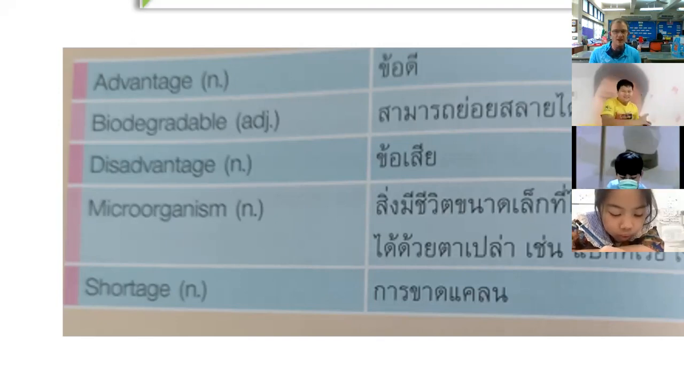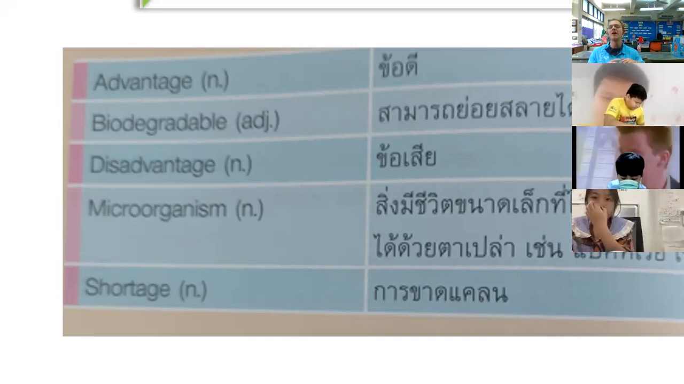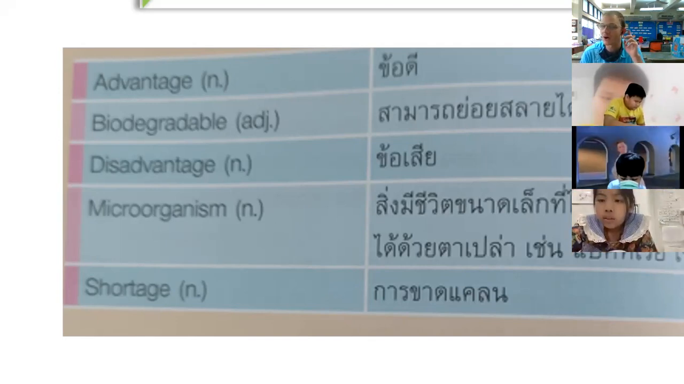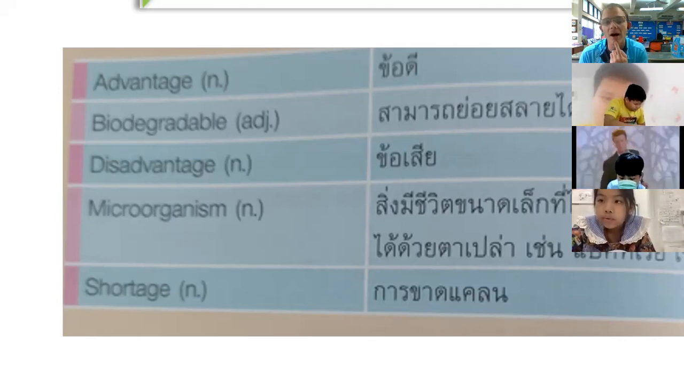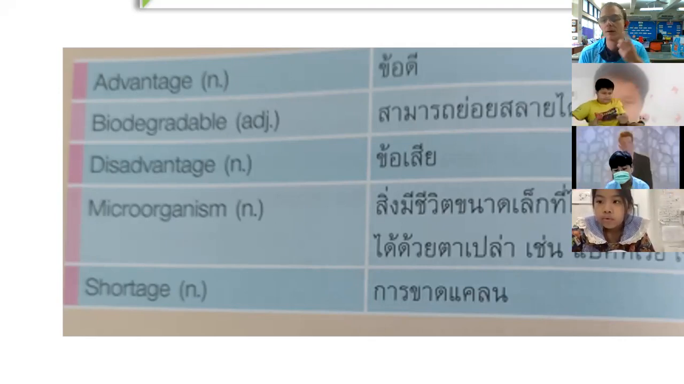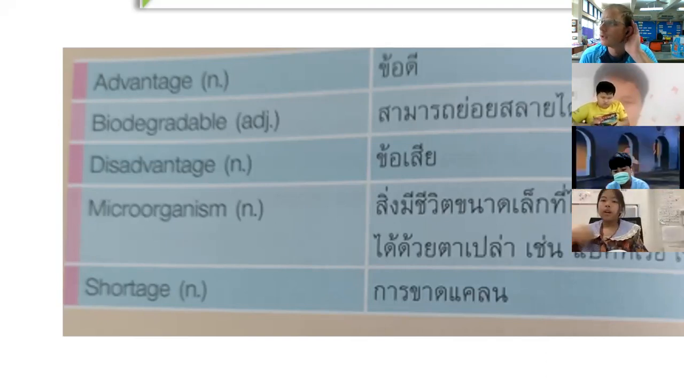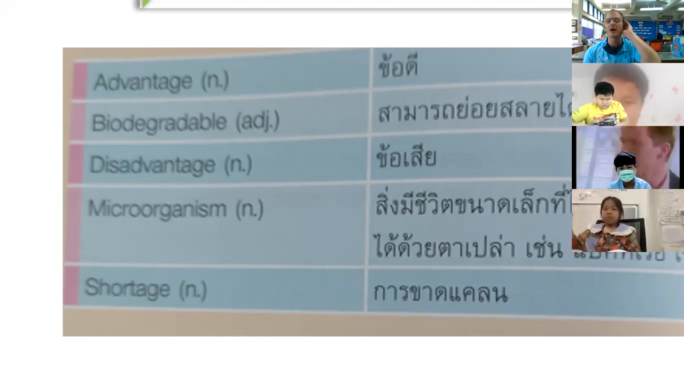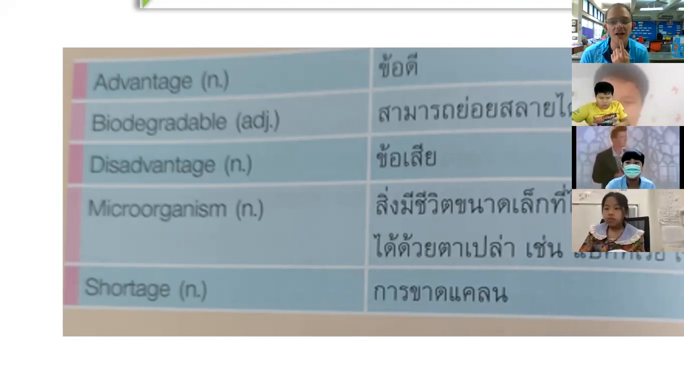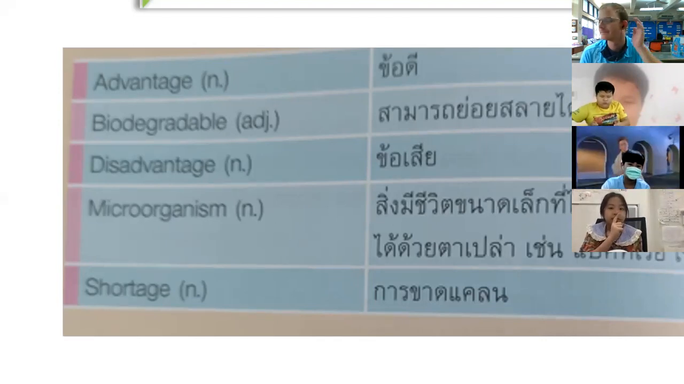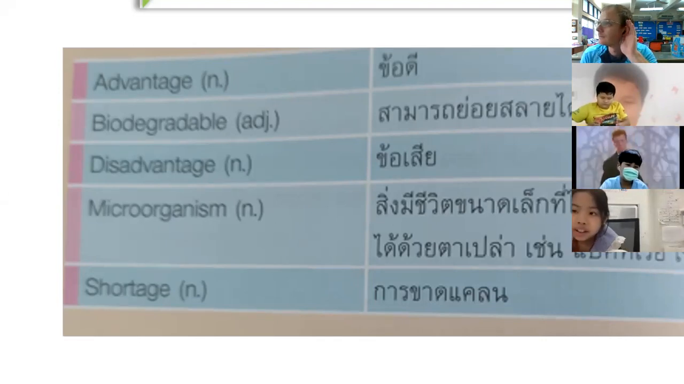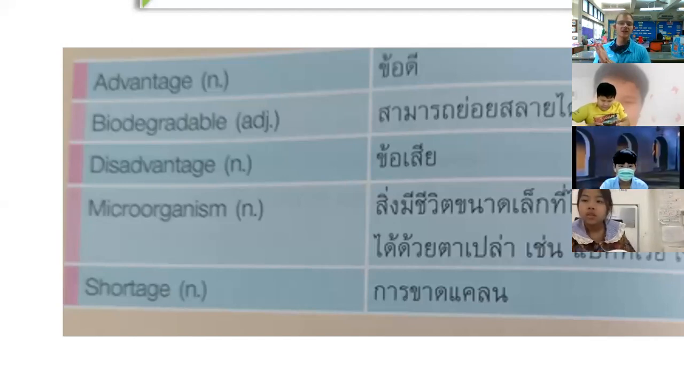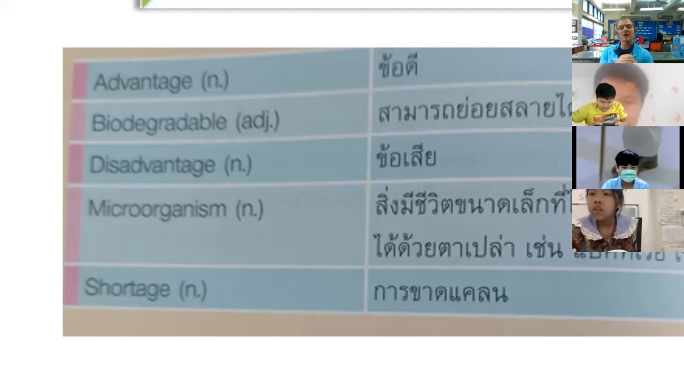Okay. The next one is a nice, big, beautiful English word. Listen carefully to how we pronounce it. Biodegradable. Biodegradable. Excellent, Jasmine. Very good. Let's hear from the others as well. Biodegradable. Wow, you guys are pronouncing it excellently. Very good. Now, who knows what that means?